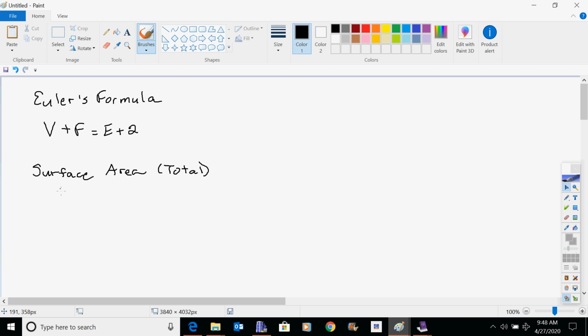So the total surface area, if you have a cylinder or you have a prism, we have the same formula where S equals L plus 2B, L being the lateral surface area and B being the area of the base. So that would be important for you.